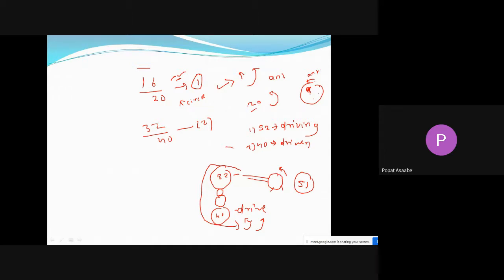Okay, this is called differential indexing. This is the simple procedure. So, understood? Yes. Yes, sir.